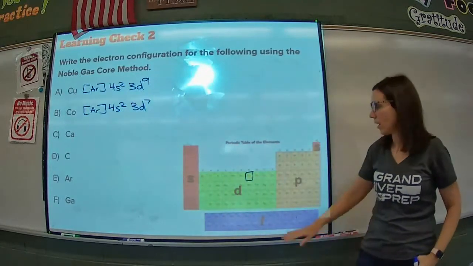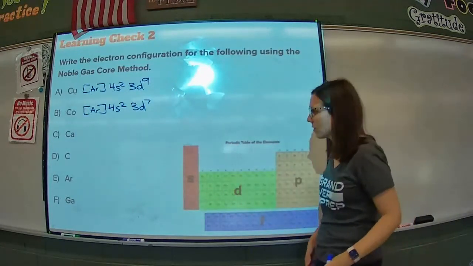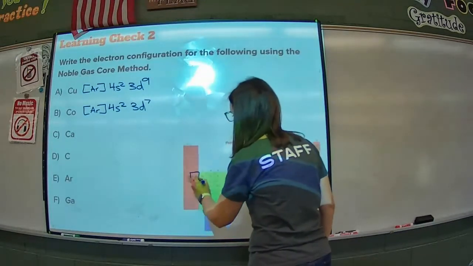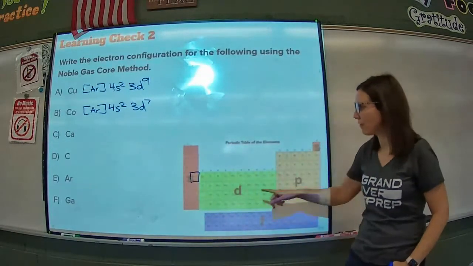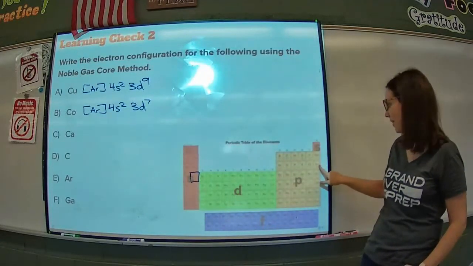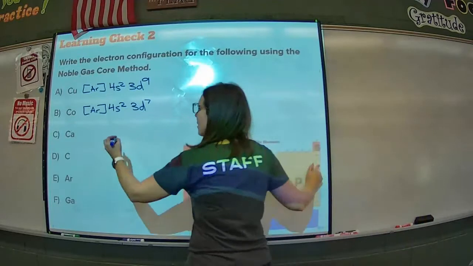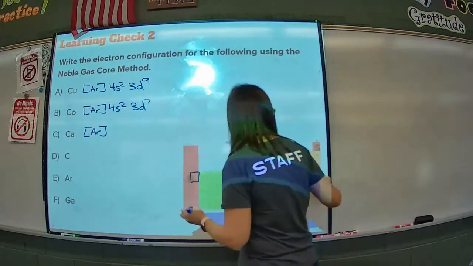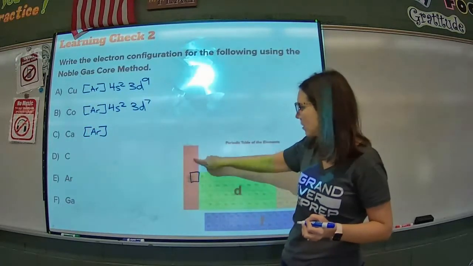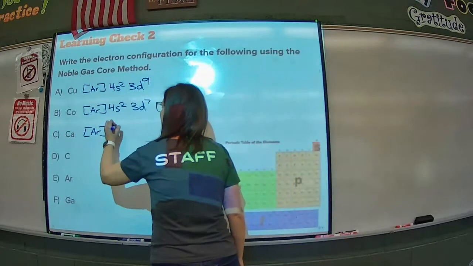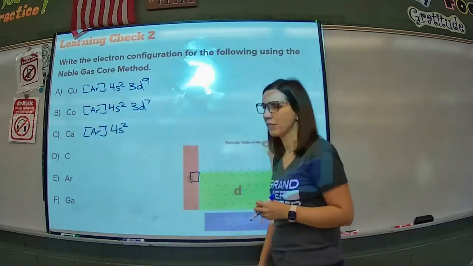Okay. Now we're going to do calcium. So calcium is right here. So there's calcium. I'm going to follow this back to my next noble gas, and again, it's argon. So I'm going to write argon, and then I'm going to follow it forward and complete it. So 1, 2, 3, 4. So that's 4s, 1, 2. That's all we have to write there.